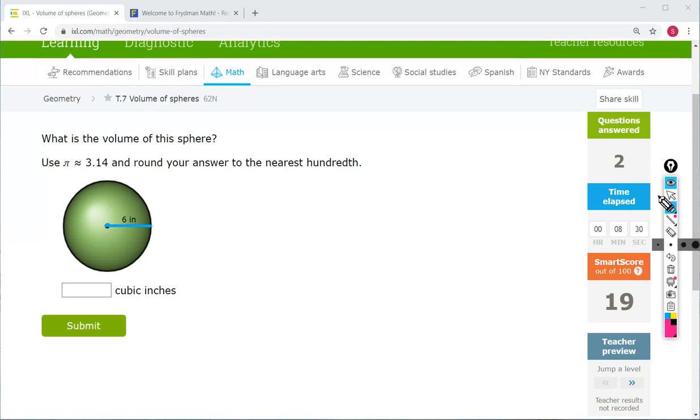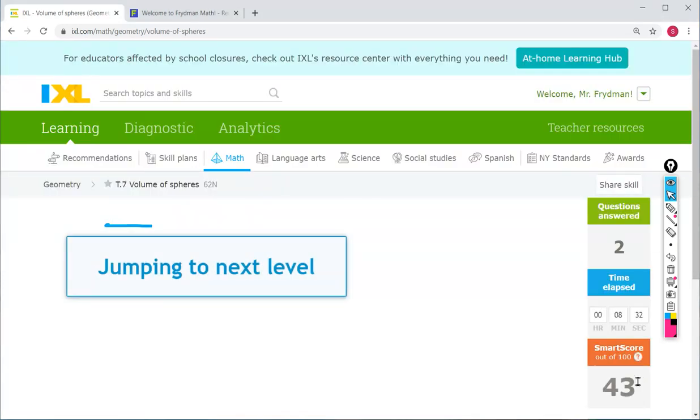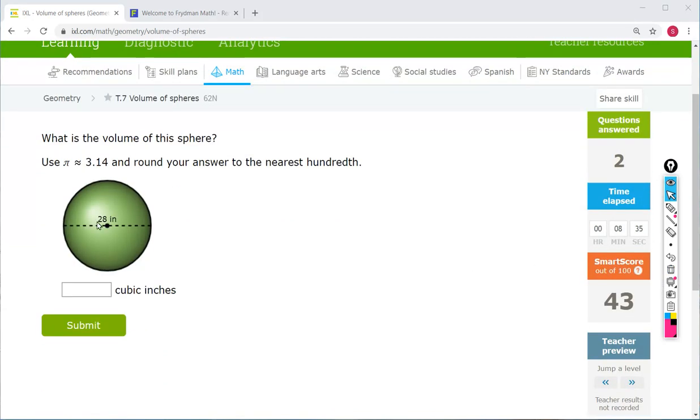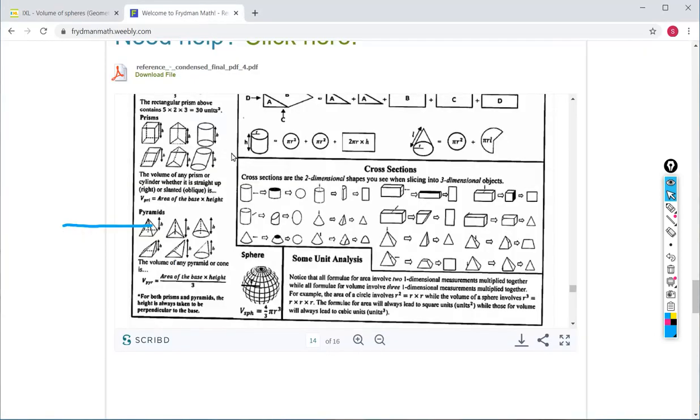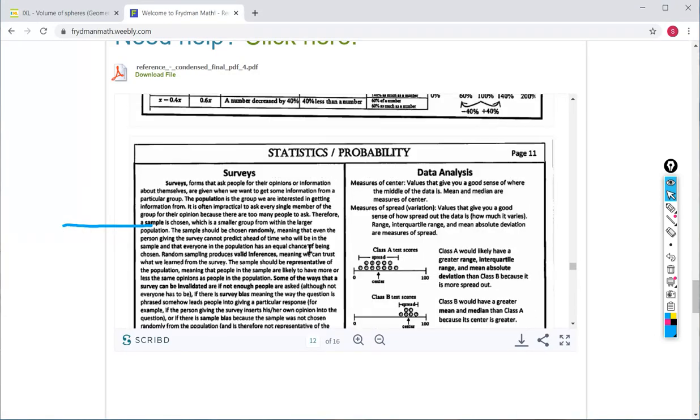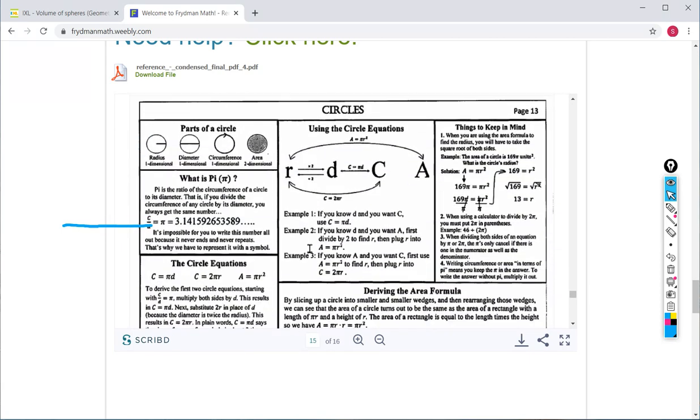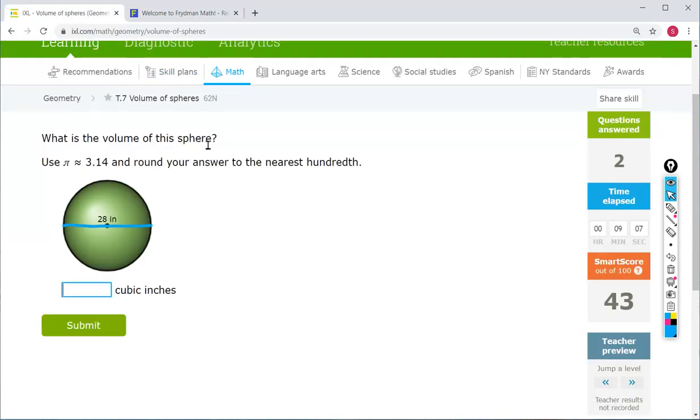So I'm going to skip to the next level and see if there are any different kinds of problems in this skill. Yeah, here it is. Okay, so this is what I was just talking about. This time, IXL gave us the distance all the way across the sphere. So that means that this 28 over here is the diameter. It's not the radius. Remember, here it is. The diameter goes all the way across. The radius, which is what we need in the volume formula. Sorry, I erased the volume formula.